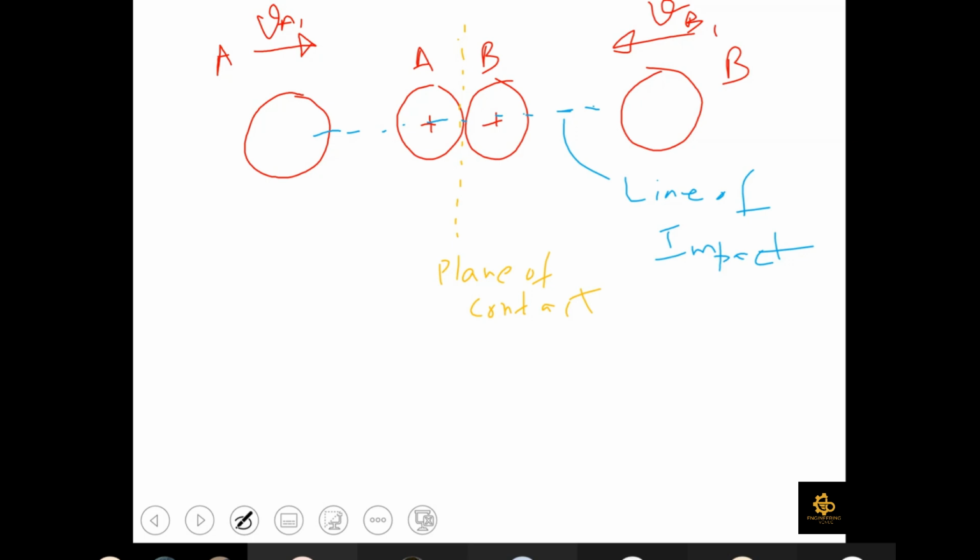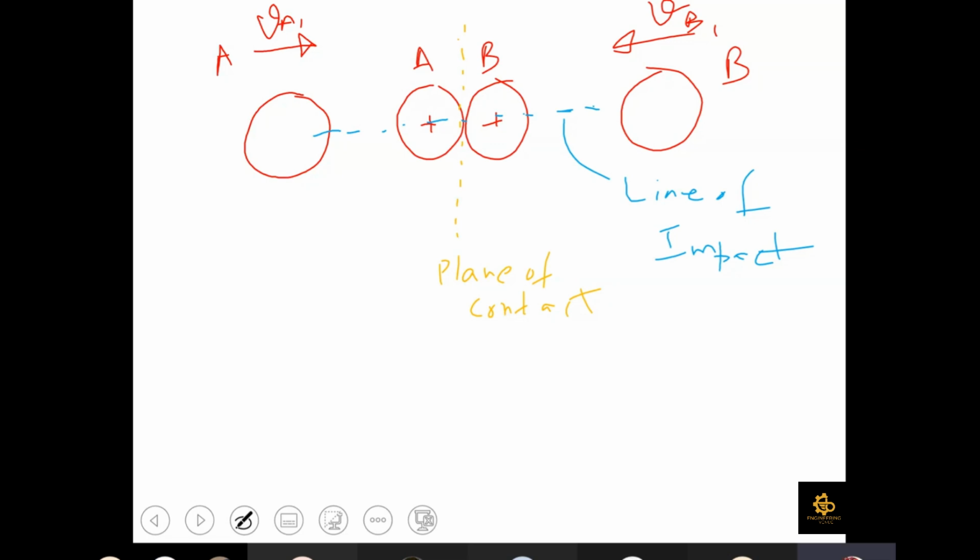Okay, now what is central impact? If we look at the definition, central impact says that if both these particles were traveling along the line of impact before collision, then that particular type of impact is termed as central impact. Meaning, if before collision these two particles were traveling along this line of impact, that is, their momentum was along this line of impact, then that type of collision is basically termed as central impact. Is the definition of central impact clear to everyone?